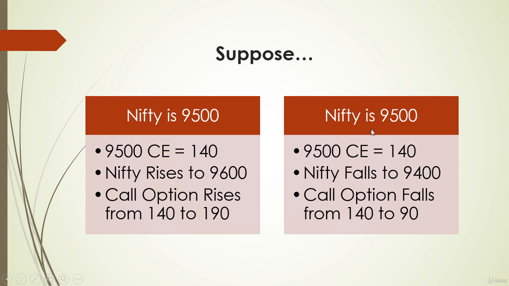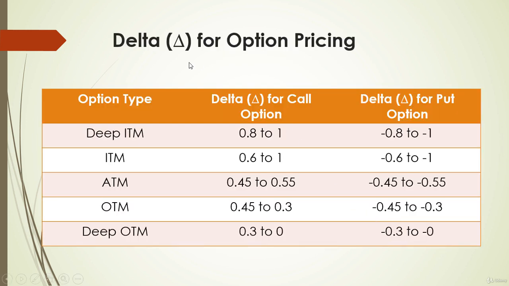In the second case, when Nifty drops to 9400, a 100-point fall in the price, the change in premium will be 100 multiplied by 0.5, as the delta is 0.5, which is 50 points, and the new premium will be 90 rupees from 140 rupees, a decrease of 50 rupees. In this way, we can calculate the change in premium of an option with a change in stock or index price. These are the approximate delta values for option prices.